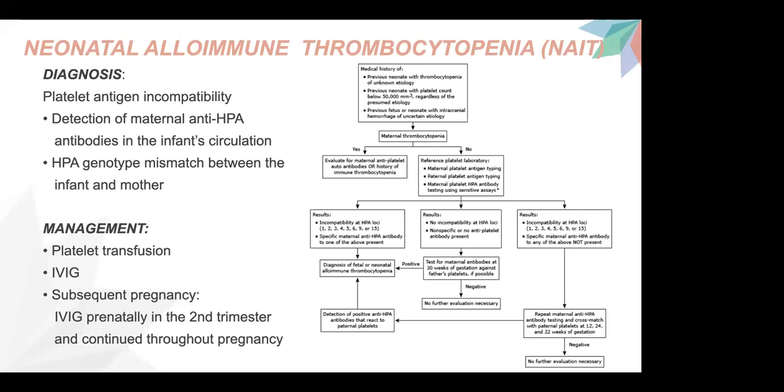For management of NAIT, it depends on the severity of the thrombocytopenia and also the risk of bleeding. So the child might need a platelet transfusion or IVIG. If there is a history of NAIT in a subsequent pregnancy, the effect of the disease could be severe. So in subsequent pregnancy, to reduce this effect of NAIT, we can administer IVIG prenatally, starting from the second trimester and continuing throughout the pregnancy.